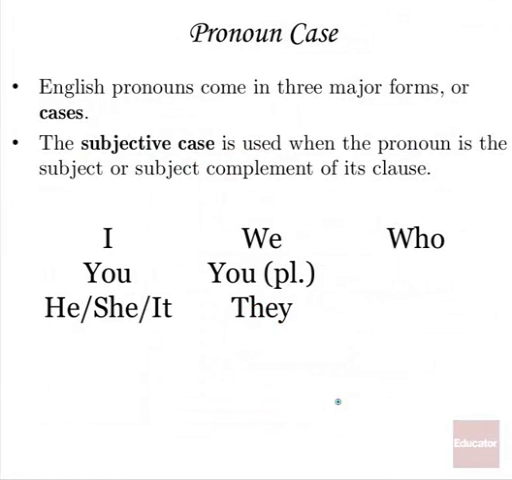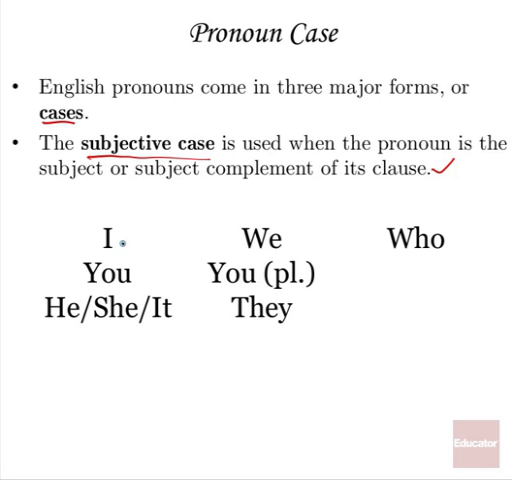All right, pronoun case. English pronouns come in three major forms, or cases. They change their shape according to what they do in the sentence. The subjective case is used when the pronoun is the subject or subject complement of its clause. Now remember, the subject complement is the thing on the other side of the equal sign when you use a linking verb. Go check the lesson about linking verbs if you're unclear on that one.